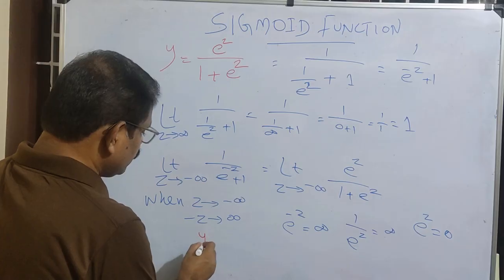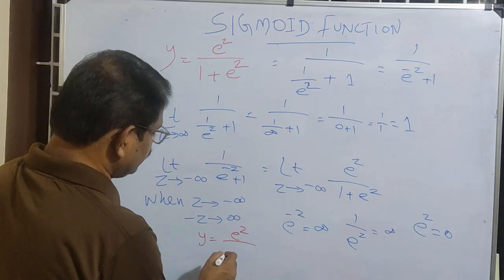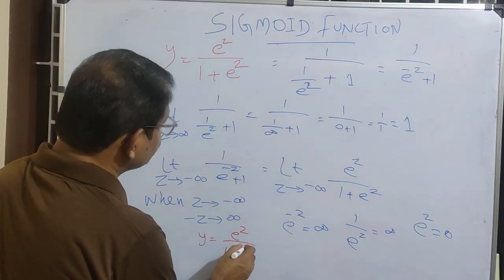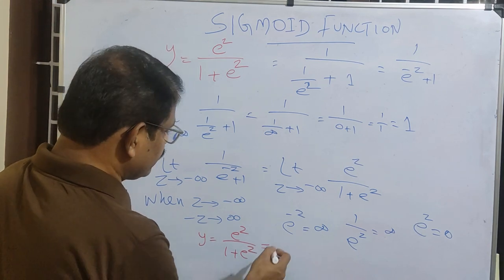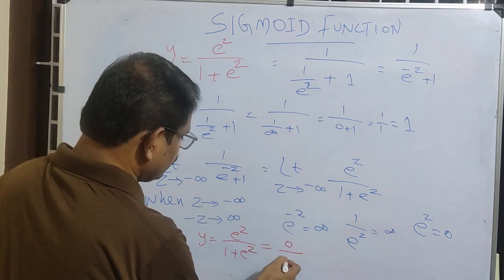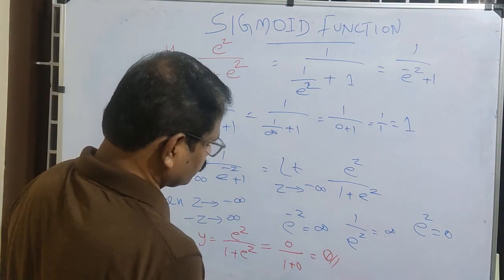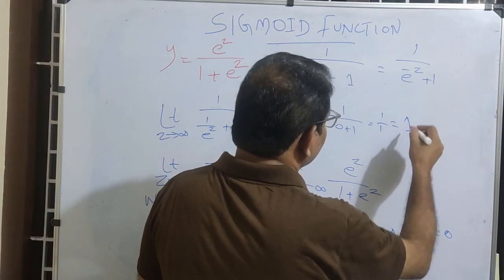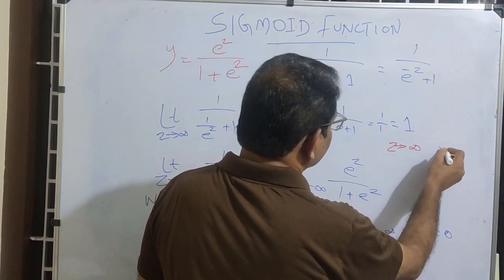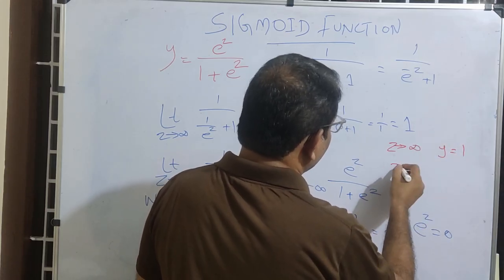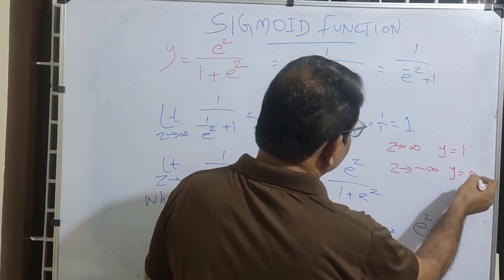We have y is equal to the sigmoid function e raised to z divided by 1 plus e raised to z, and when e raised to z is equal to 0, this will become 0 divided by 1 plus 0, which is equal to 0. When z tending to plus infinity, y is equal to 1. When z tending to minus infinity, y is equal to 0.